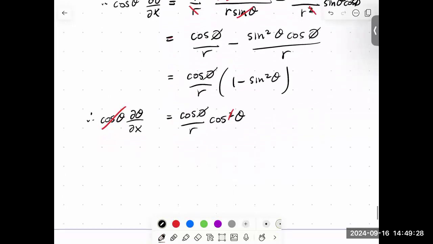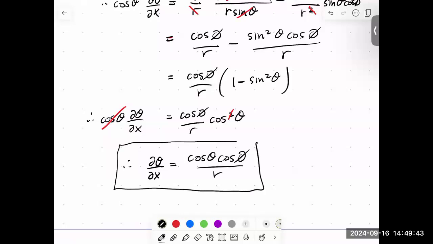Okay, so there we go, cancel the cosine. And so therefore, finally, d theta dx is equal to, I'll write it as cos theta cos phi over r, and that is indeed the correct answer. So this is now 2 of 9 required derivatives.